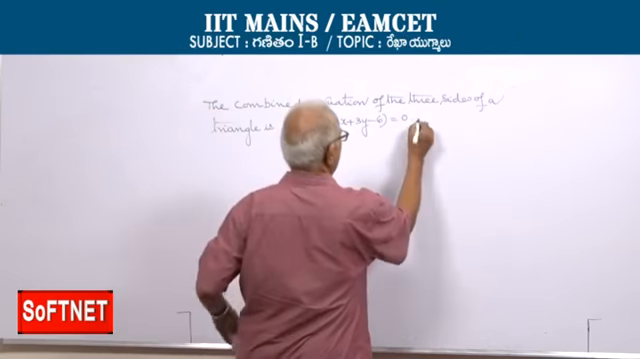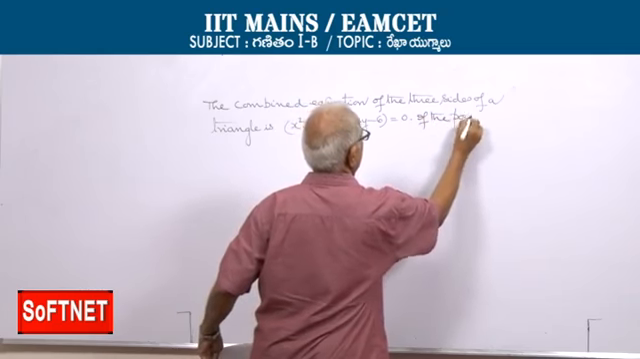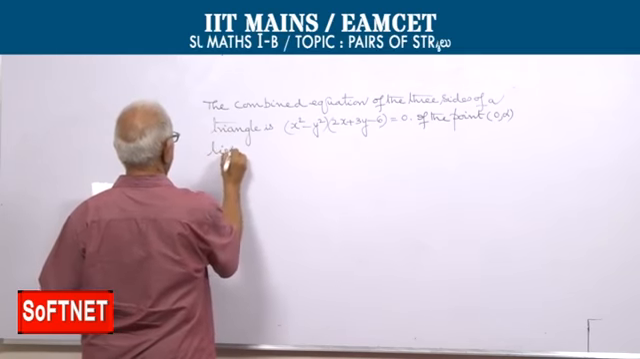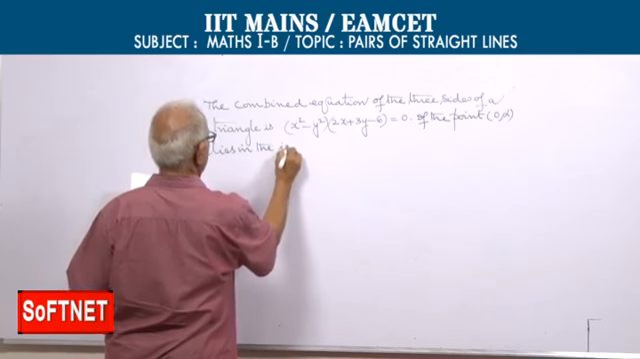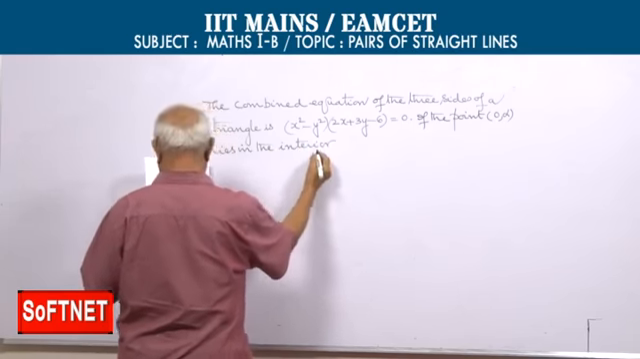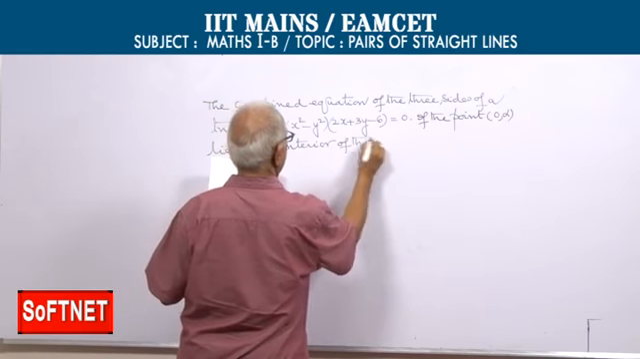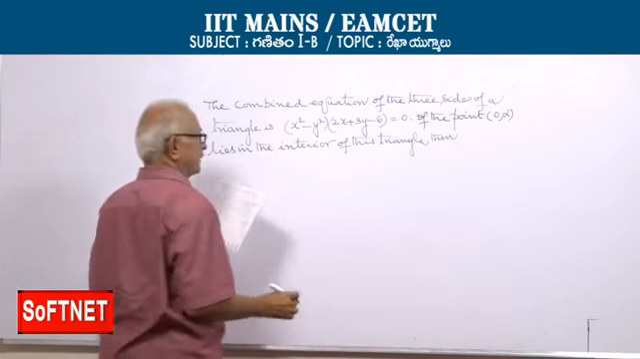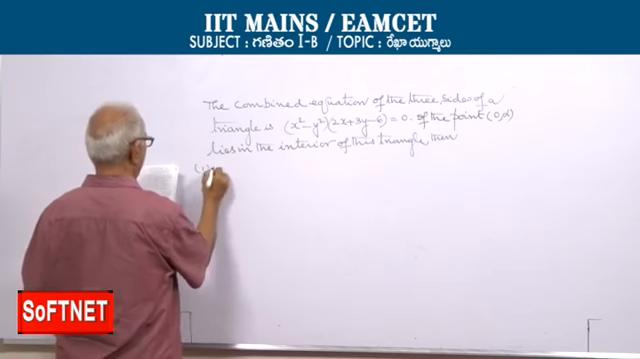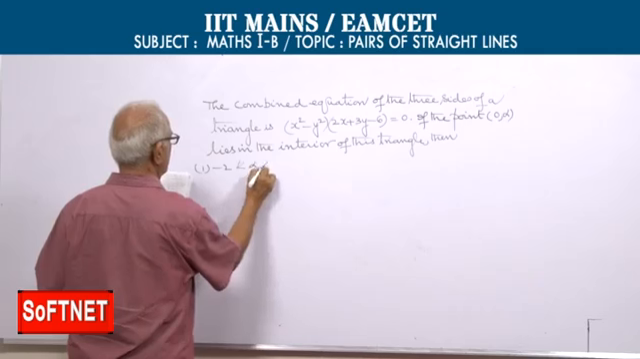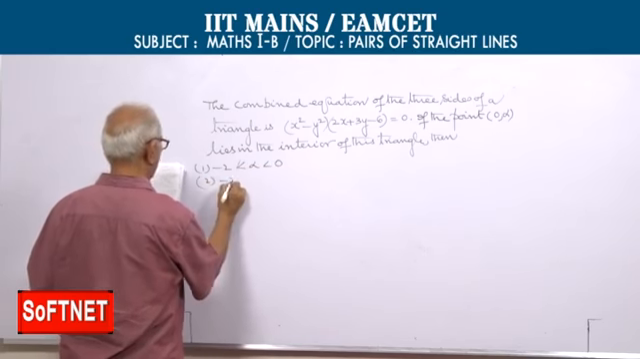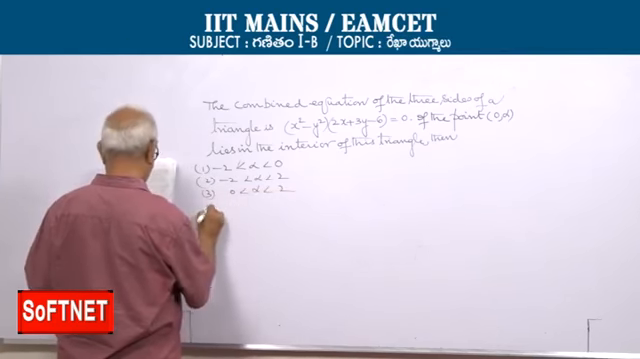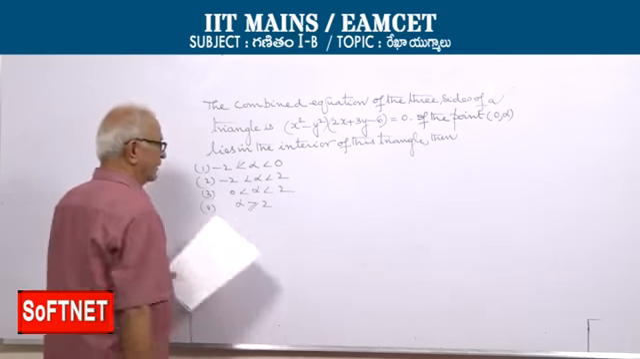If the point 0 alpha lies in the interior of this triangle, then what are the values of alpha? The options: minus 2 less than alpha less than 0, minus 2 less than alpha less than 2, 0 less than alpha less than 2, alpha greater than or equal to 2. Well, these are the 4 options.